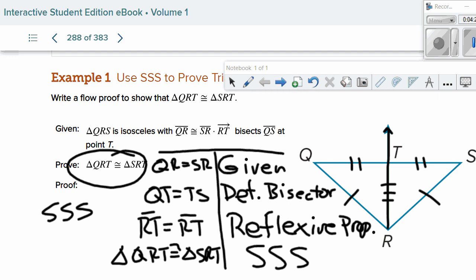Okay. So not too hard. You got to know your stuff. See it. Throw it into your proof. You're going to be okay.